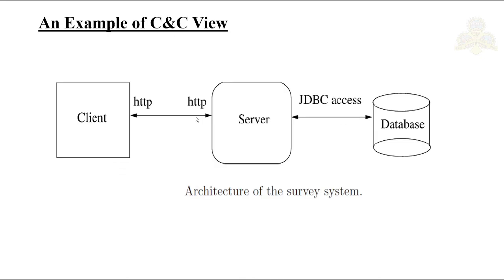Next, we will see an example of this C&C, or component and connector, view. We'll take an example of an online survey for students in a campus. There would be a set of multiple choice questions, and the system will provide the survey form to the student. The student can fill the form and submit it online. We also want that when the student submits the form, he or she is also shown the current survey result, that is, what percentage of the students so far have filled which options for different questions.